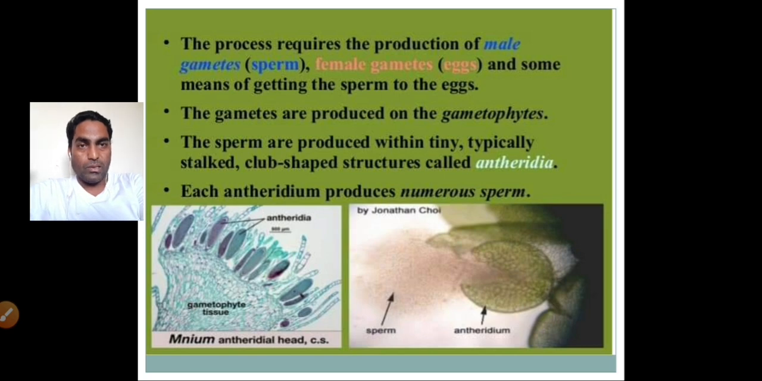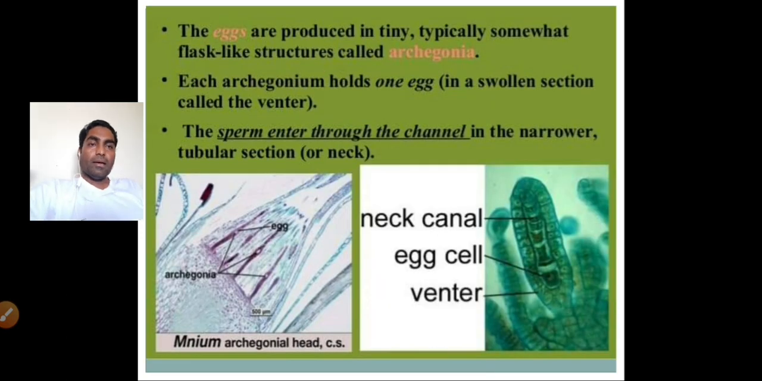Now, within this you can see the gametophyte tissue is there, and on that a number of antheridia are produced along with the paraphysis, and here the ruptured antheridium is there, from which the sperms are released. The eggs are also produced in the archegonia, that is the female reproductive structure. Each archegonium holds one egg in a swollen structure.